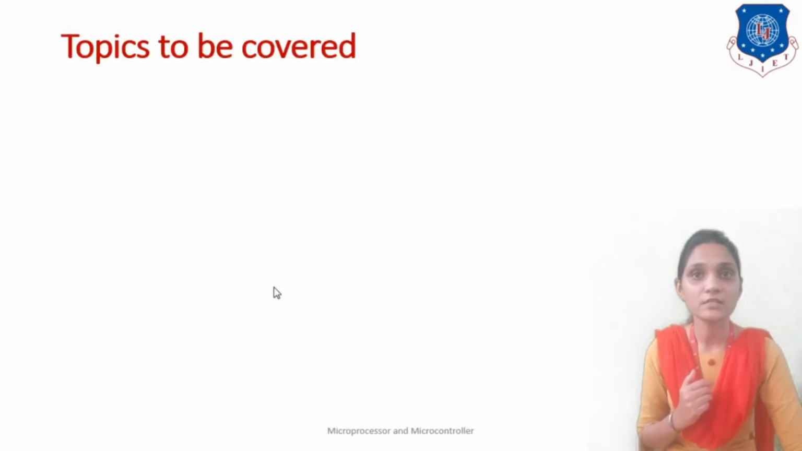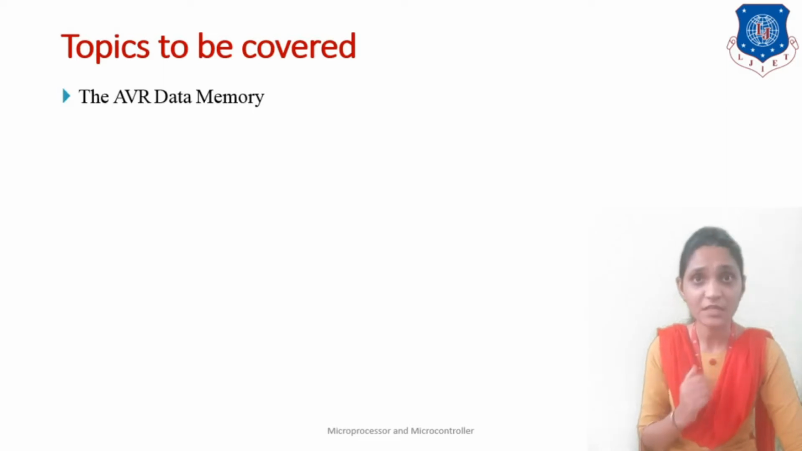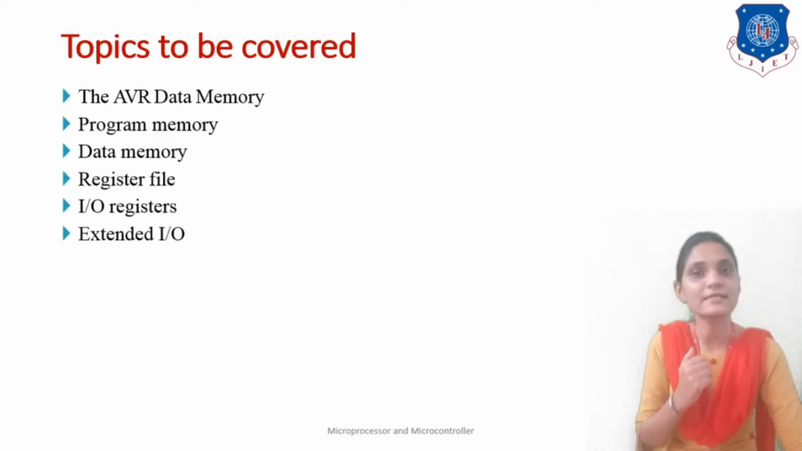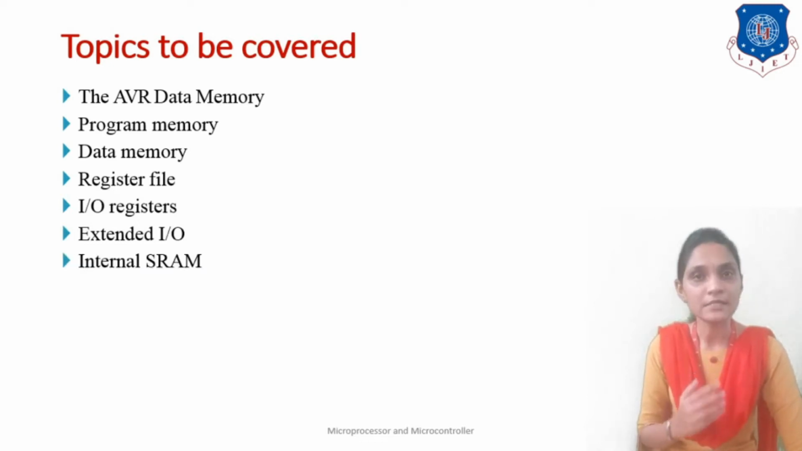So first let us see outlines for this unit. These are like, first we will see the AVR data memory, then we will see in this data memory the program memory, data memory and register files, IO register files, extended IO registers and so on. Then we will see the internal SRAM and EEPROM memory.